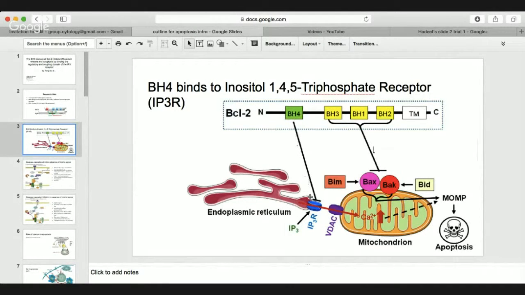BH4 binds to the inositol 1,4,5-triphosphate receptor, the IP3R, which is located on the endoplasmic reticulum membrane. BH4 binding inhibits IP3-dependent channel opening, which thus prevents calcium from being released from the endoplasmic reticulum, which in turn inhibits the calcium-mediated apoptosis.